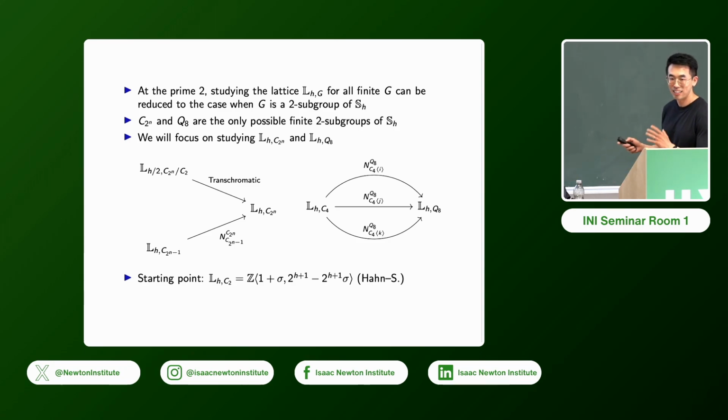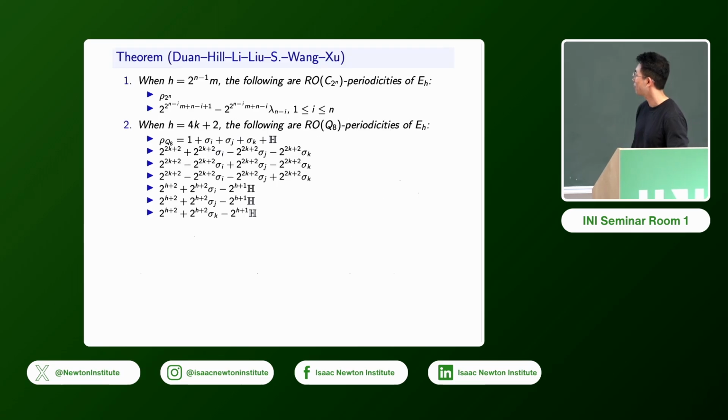So that's the starting point. It's the C2 periodicity lattice. Okay. And using this approach, this is the theorem about the RO(G)-graded periodicities. Don't really read into it. All I want to say is that for this theorem, if my H is this number, then the EH has a C2n action. And we found a bunch of RO(C2n)-graded periodicities. And if my H is this number, then the EH has a Q8 action. And here, we have also found a bunch of RO(Q8)-graded periodicities.